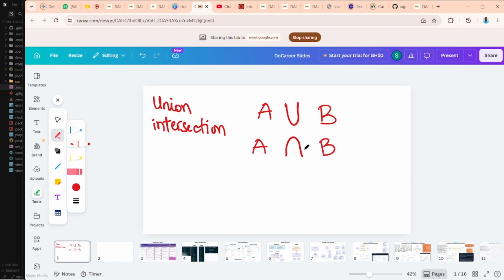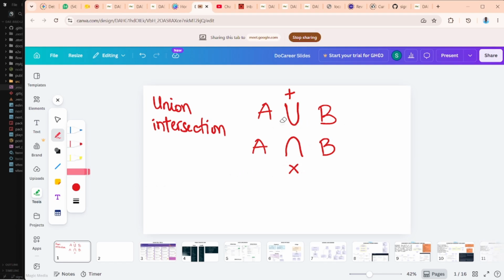Mathematically, I don't know whether we'll get there, the union is seen as a plus, and the intersection means multiplication, right? So we'll get there maybe on the probability side. So the union is this one, and the intersection is multiplication behind the scenes.